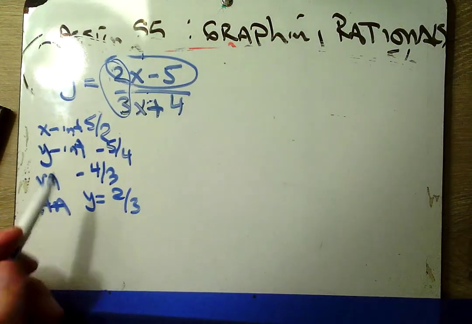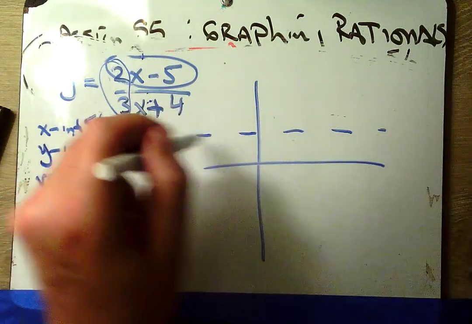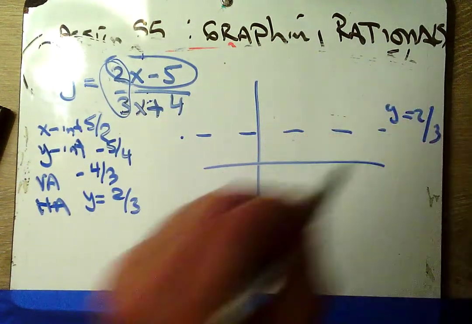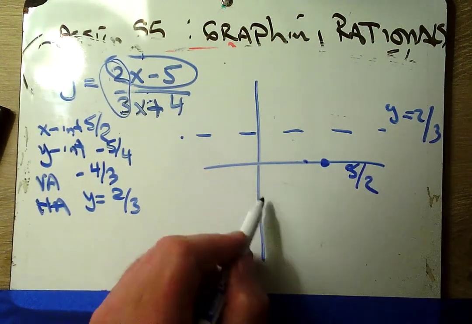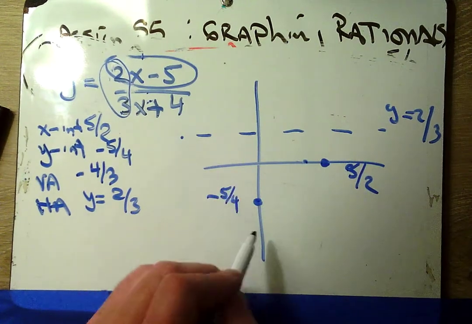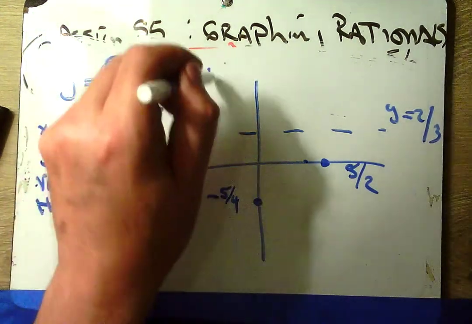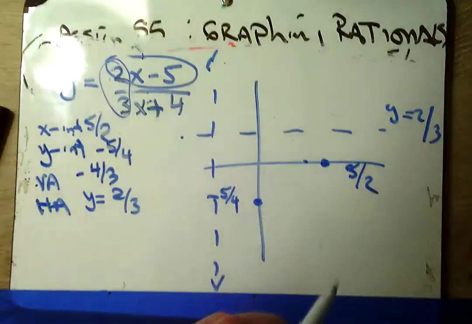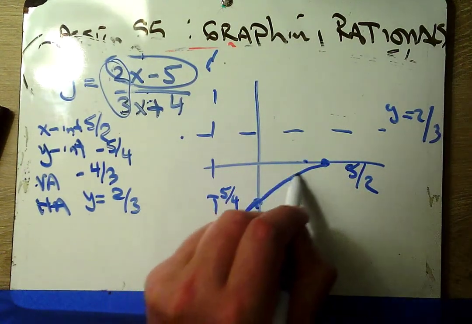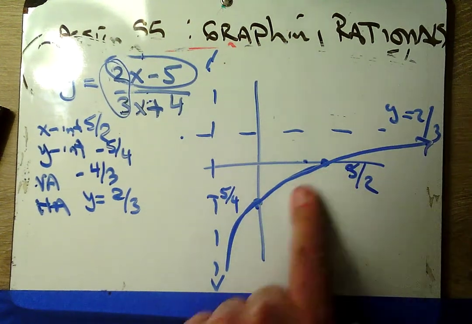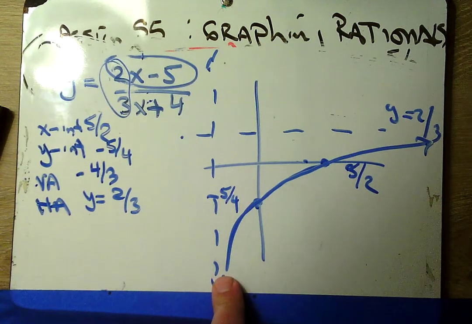So our first step is to find all those things. Our next step is to graph what we know. Horizontal asymptote at y equals 2/3. X-intercept over here at 5 halves. Y-intercept at negative 5/4. Anything else? Oh, a vertical asymptote. There's a vertical asymptote at negative 4/3. Okay. So I'm going to connect the dots and bend to the asymptotes. Really, that connecting the dots helps a lot of people. But then I have to bend to the asymptote.